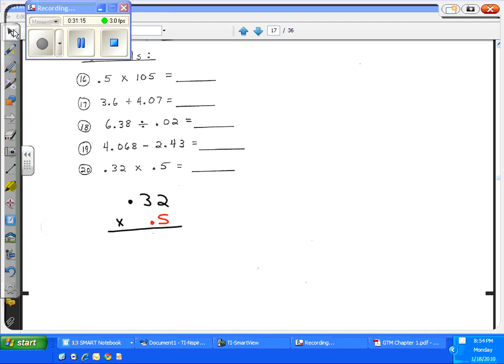Now the rule is we're going to multiply the numbers, and so we're just going to kind of act like those decimals aren't even there. And we're going to multiply 32 times 5. 5 times 2 is 10, 0 carry your 1. 3 times 5 is 15, and 1 is 16, 160.